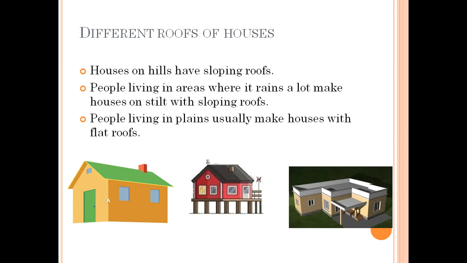In the same way, in the areas where it rains a lot, people make houses on stilts with sloping roofs. As a result of stilts and sloping roofs, water does not get locked on the ground or on roofs and saves the house from damage. And the people living in plains usually make houses with flat roofs.